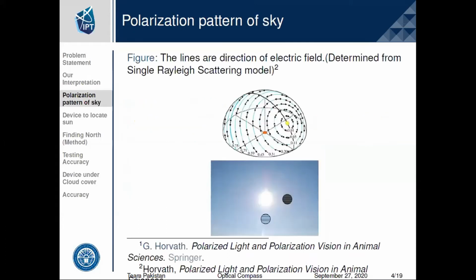So this is the basic polarization pattern of the sky, and the lines in this figure are the direction of the electric field. They are determined from the single Rayleigh scattering model. And if you can see, over here the light is polarized, but over here it's not polarized. So the polarization of the light from the sun works like this: the polarization is perpendicular to the direction of the rays.